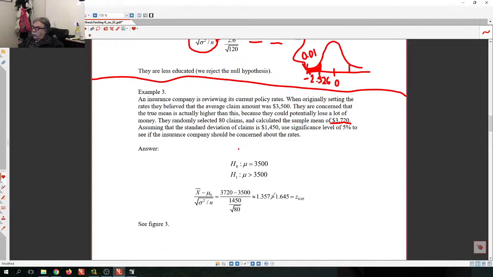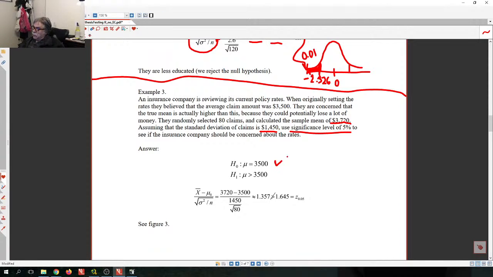So also assume the standard deviation of the claim is 1,450. It's a large standard deviation, but of course it happens with car accidents. Sometimes it's a lot more, sometimes it's a fender bender. So a significance level of 5% is something we're going to use as well, and find out whether the average claim actually went up. So this is again the mean of the population of the claims for this insurance company. That's what we are testing.